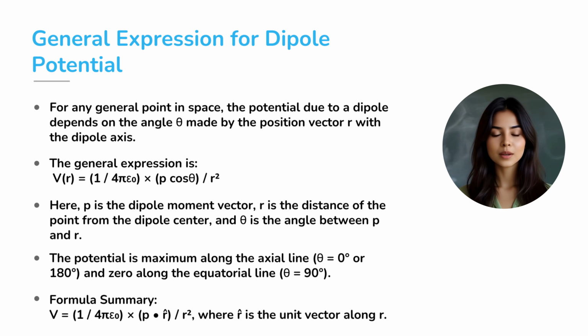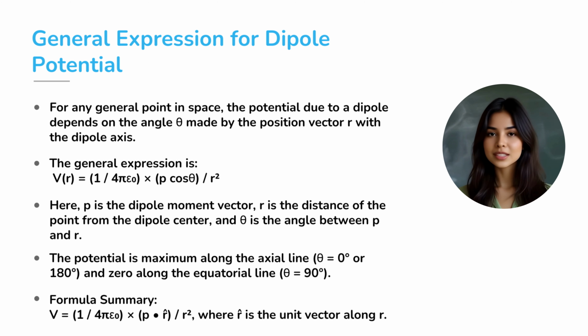In that case, we use the general formula for dipole potential: V(r) equals 1 divided by 4 pi epsilon naught multiplied by P cosine theta divided by r squared. Let's break this down. V(r) is the potential at point r, P is the magnitude of the dipole moment, which is Q times 2a.